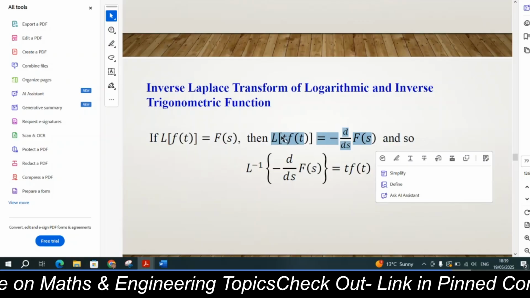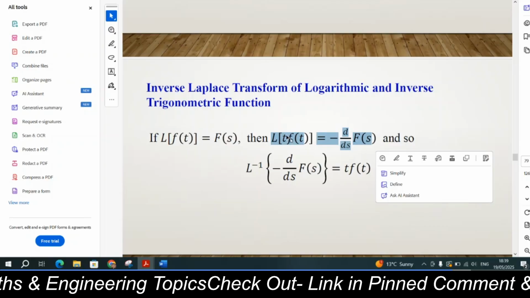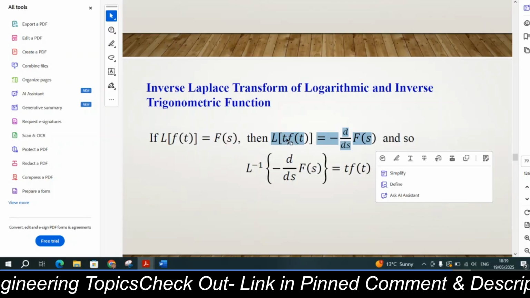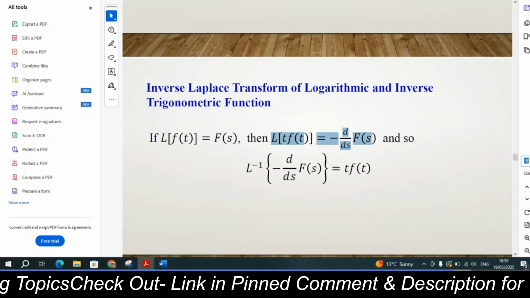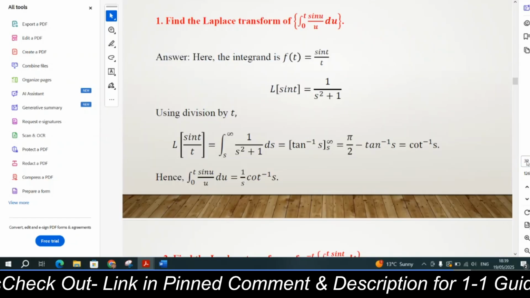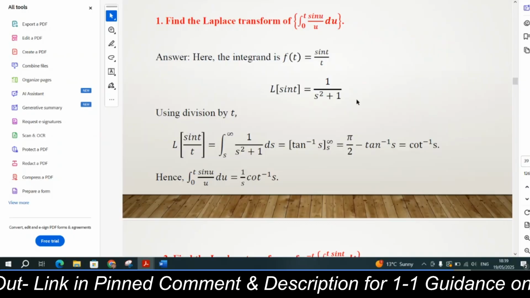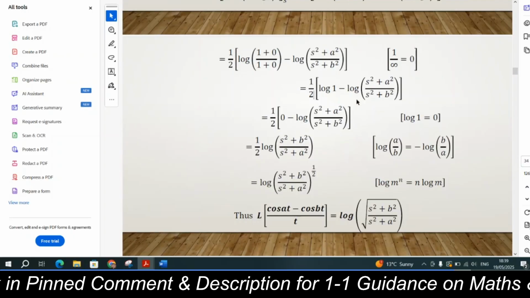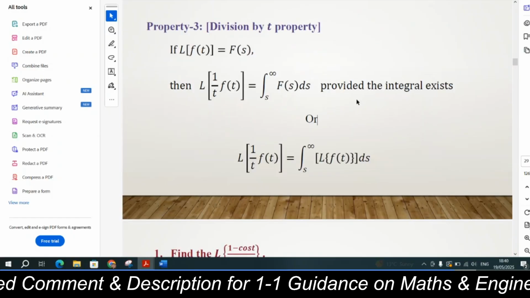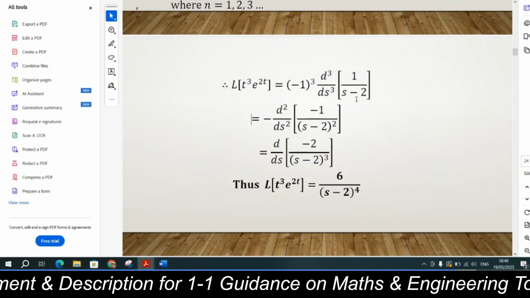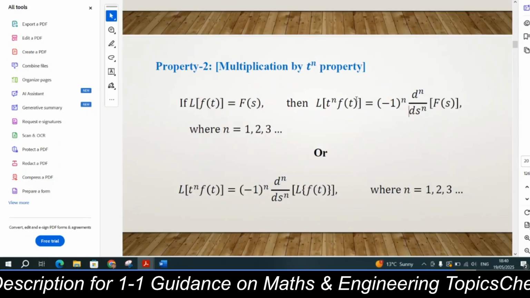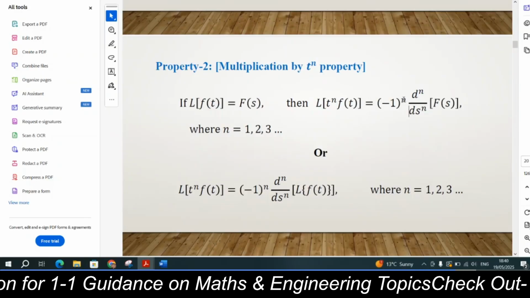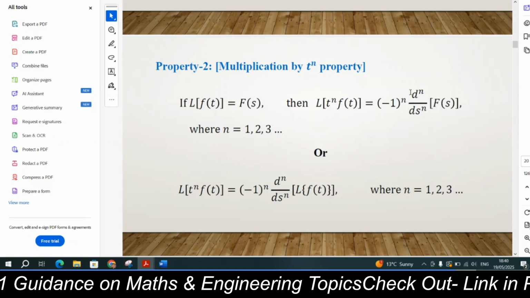Inverse Laplace transform for logarithmic and inverse trigonometric functions. So if Laplace of f of t is F of s, then Laplace of t f of t is the negative derivative of F of s. Now this is what we already know, I believe. This was the multiplication by t property, right? What page was that?